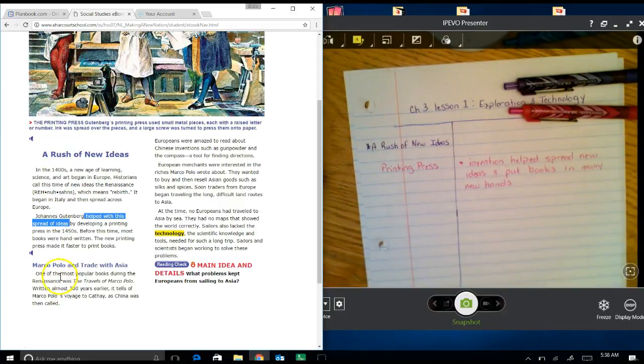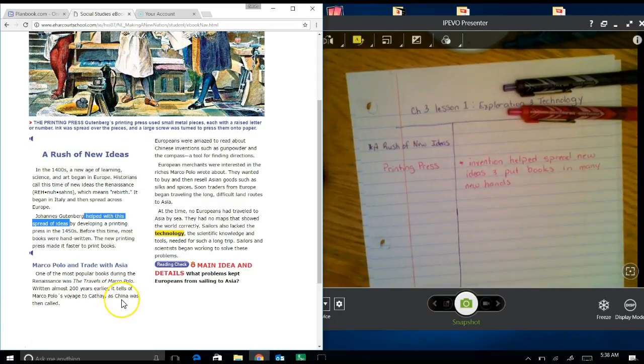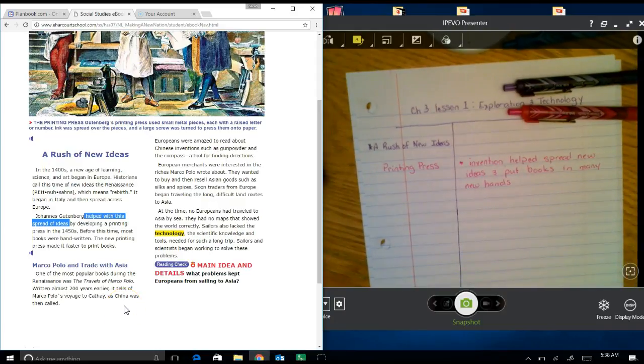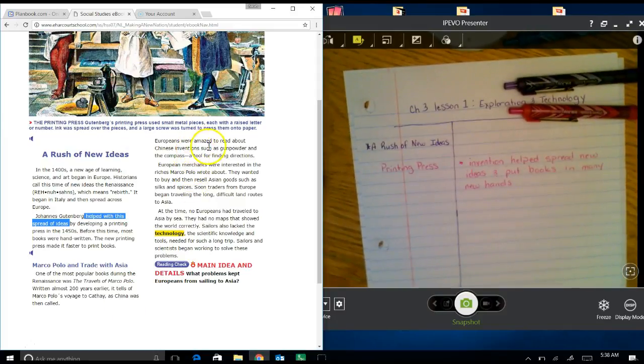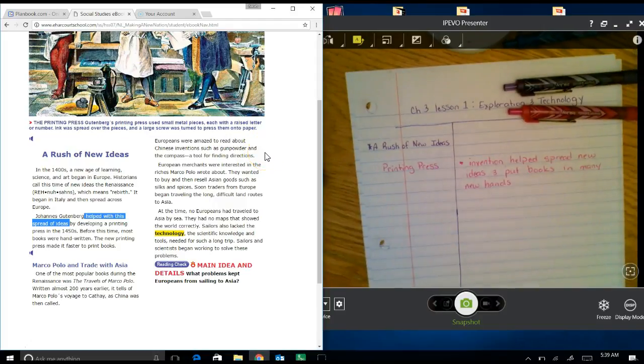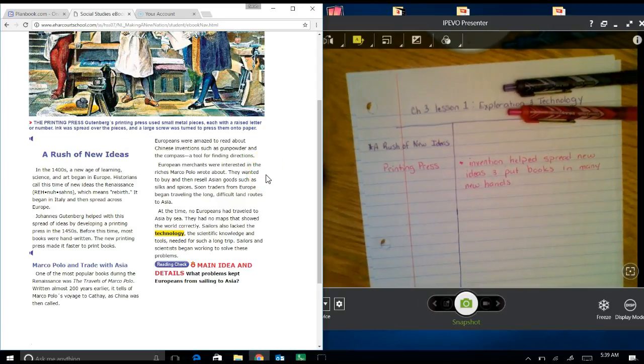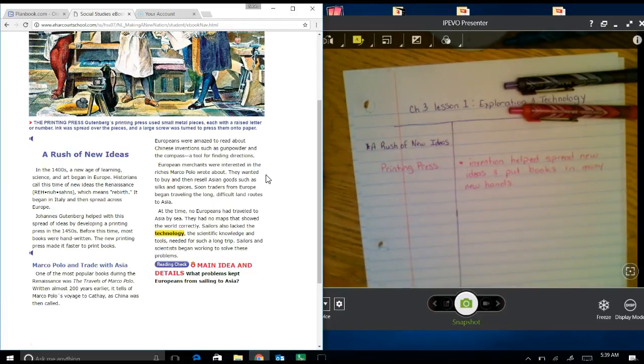Let's talk about Marco Polo now. Marco Polo and the Trade with Asia. One of the most popular books during the Renaissance was the Travels of Marco Polo. Written almost 700 years ago, it tells of Marco Polo's voyage to Cathay, as China was then called. Europeans were amazed to read about Chinese inventions such as gunpowder and the compass, a tool for finding directions. European merchants were interested in the riches Marco Polo wrote about. They wanted to buy and then resell Asian goods such as silks and spices.